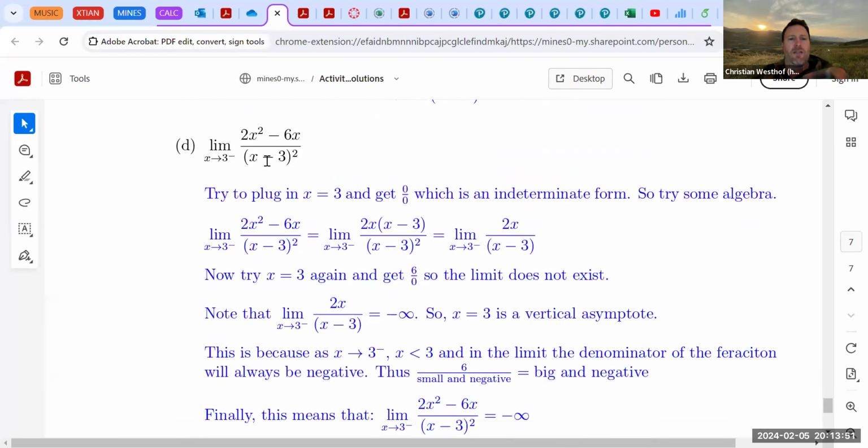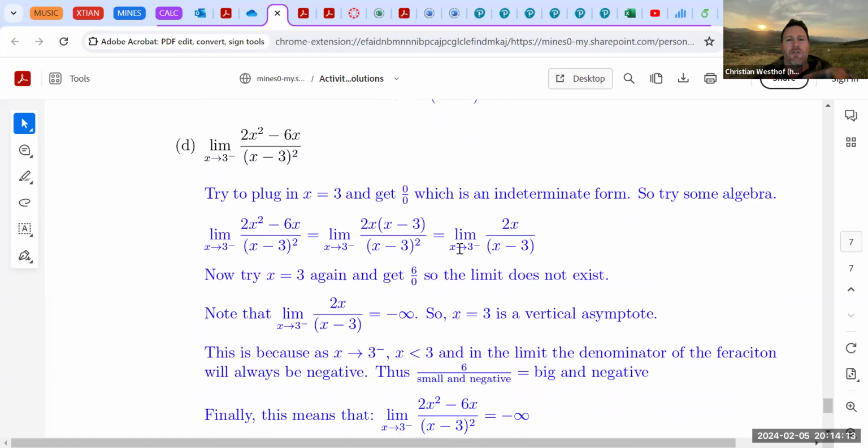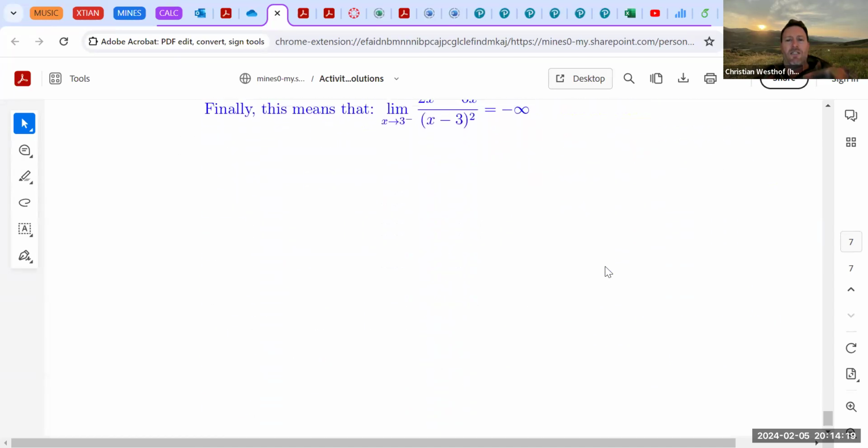What happened here? We went to 3 from the left. It's getting 0 in the denominator. Did some things cancel? Sure. So we had 2x over x minus 3. If we're going to 3 from the left of 3, then the denominator is negative. Numerator is positive. So we should end up with a negative infinity. Again, taking a limit going to 3 from the left, we get an infinite limit. So x equals 3 is a vertical asymptote.